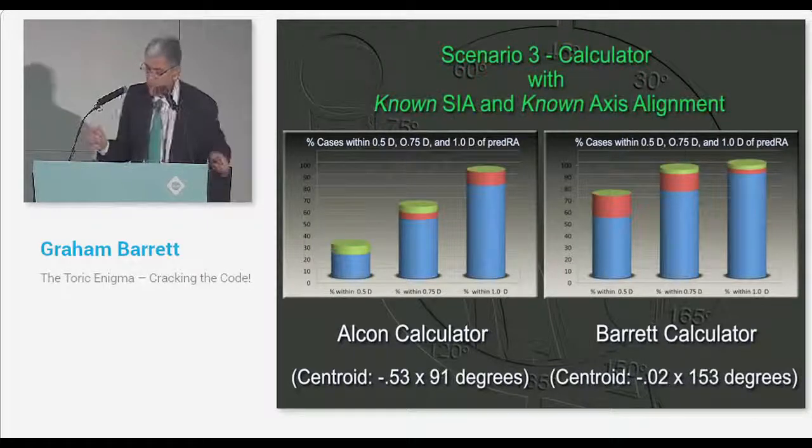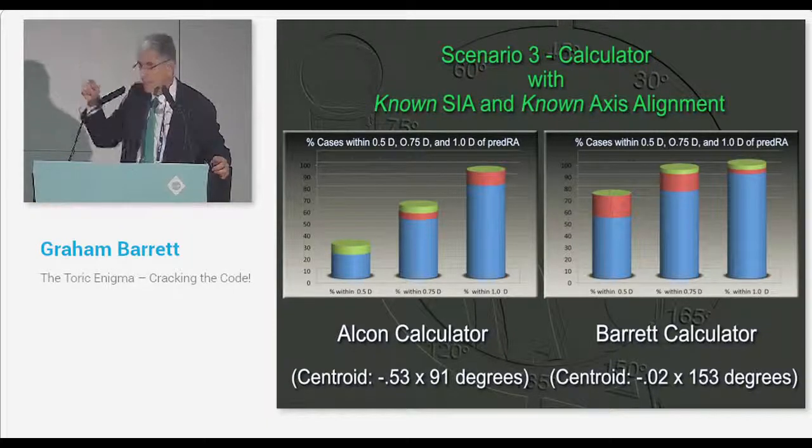And this is a surprise that if now I enter not my intended axis of lens placement, but the measured axis of lens placement, so you know your SIA, you know where the lens is sitting, there's only a small incremental improvement. So at least in my hands, it's not axis error which is causing unexpected outcomes. It's a small proportion.